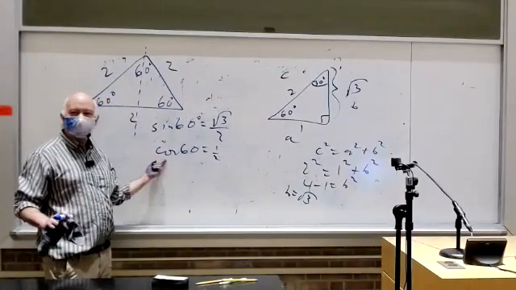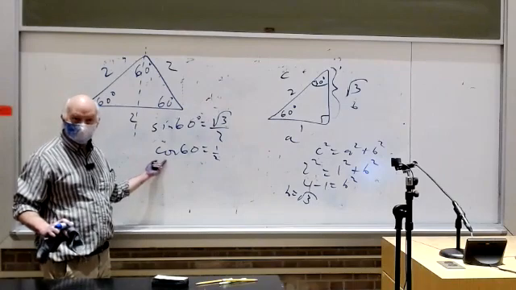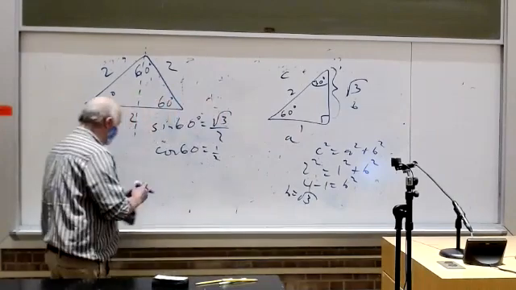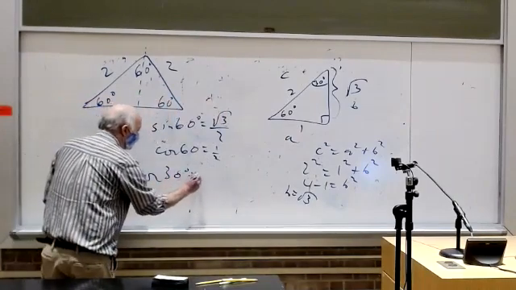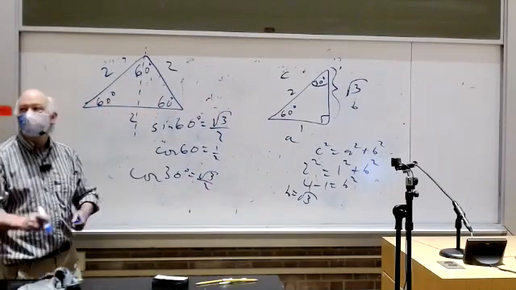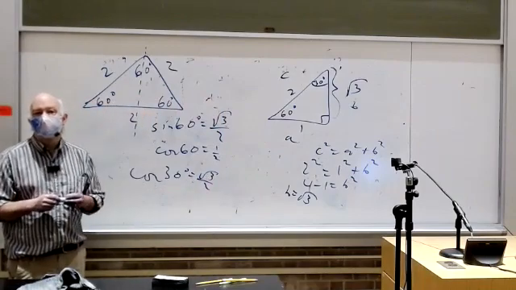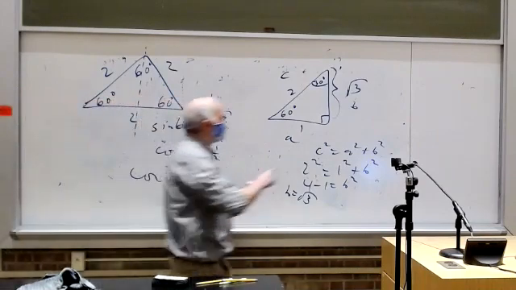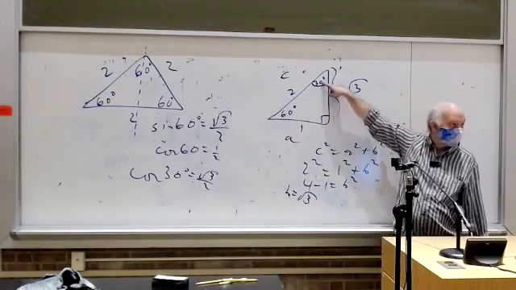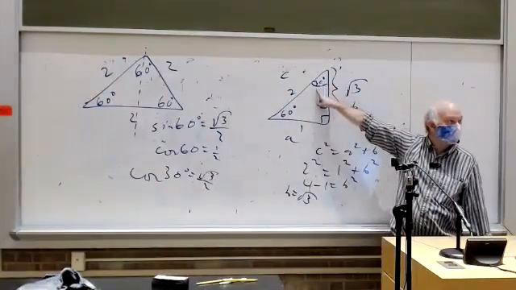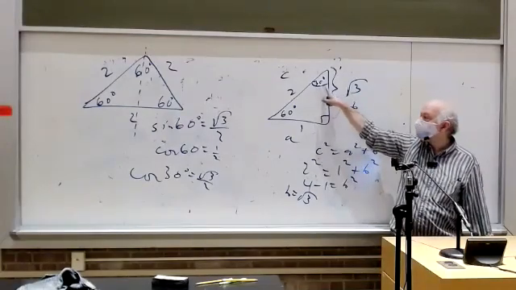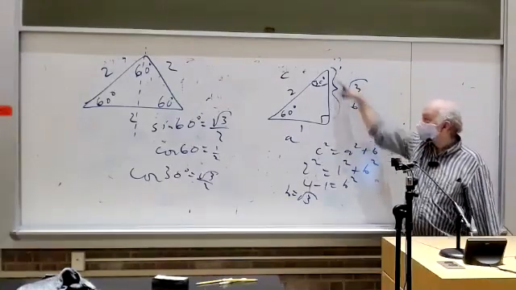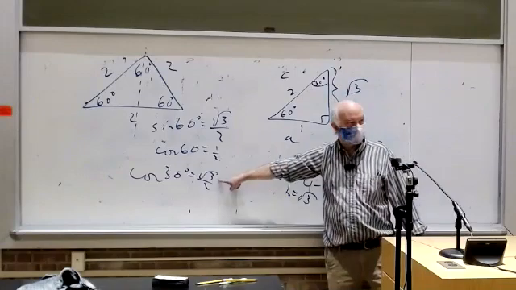What about the cosine? Adjacent over the hypotenuse. This is 2. Why is the cosine of 30 degrees the square root of 3 over 2? Here's your angle. Where is the adjacent side? Here's my angle, this is the adjacent side, right? So I have square root of 3 over 2.